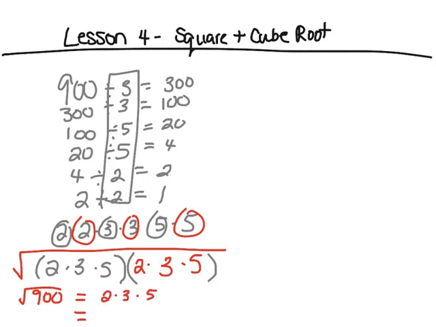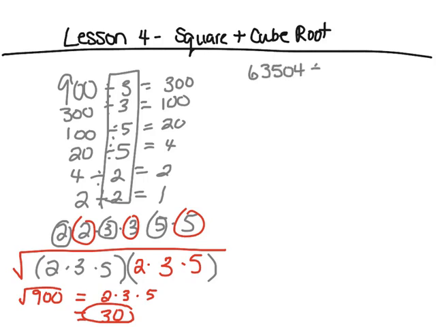2 times 3 is 6, and 6 times 5 is 30. So that's how you can take the square root of something and show why they're square numbers. Square numbers, not square root numbers. That sounds silly. Now we're going to do the next one.